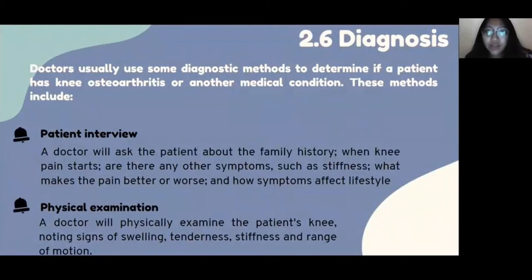These methods include, first, patient interview, where the doctor will ask about the patient's family history, when the pain starts, whether there are any other symptoms such as stiffness, what makes the pain better or worse, and how symptoms affect lifestyle. The second one is physical examination, where the doctor will physically examine the patient's knee, noting signs of swelling, tenderness, stiffness, and range of motion, and observe the patient's gait.